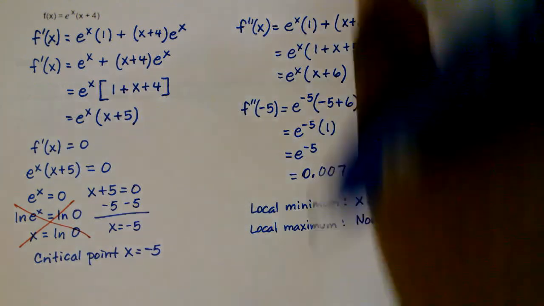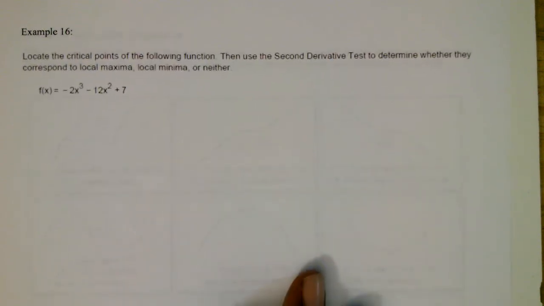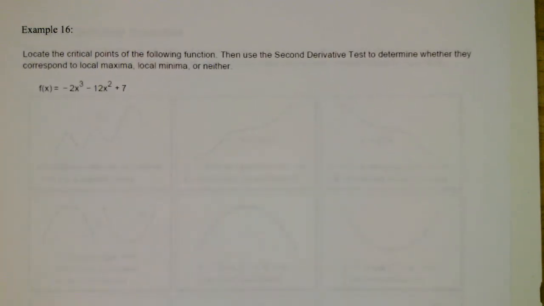All right, and finally, same thing, but here we got f of x equal to negative 2x cubed minus 12x squared plus 7. And we want our critical points, and then using that second derivative test, we want to determine whether they correspond to a local maxima, local minima, or neither.